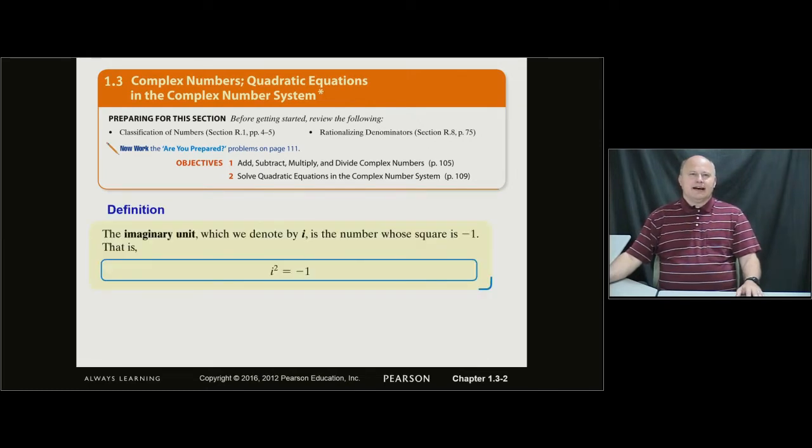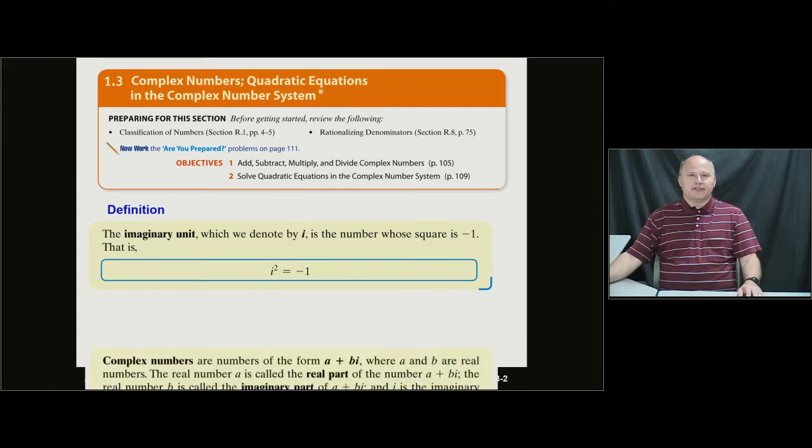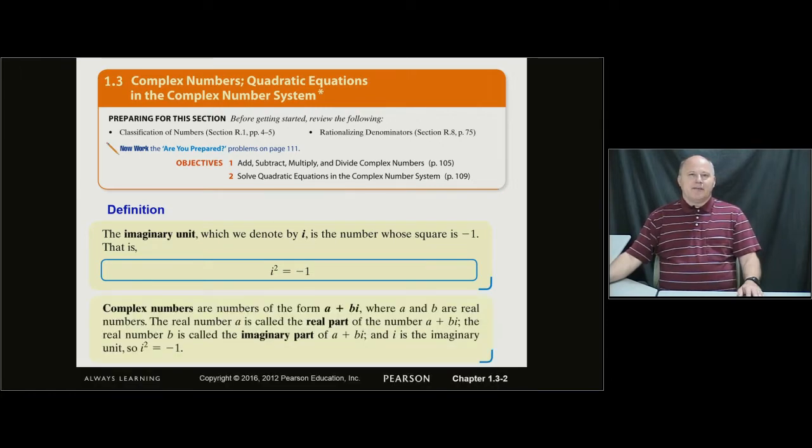So what is an imaginary unit? The imaginary unit, which we denote as i, is the number whose square is -1. That is, if you square i, it equals -1. You can also think of that as i equals the square root of -1 if you take the square root of the other side. Now, complex numbers and imaginary numbers, let's get that straight right off the top, are not the same thing. Actually, one's a subset of the other.